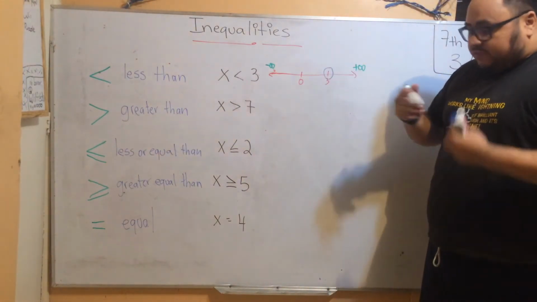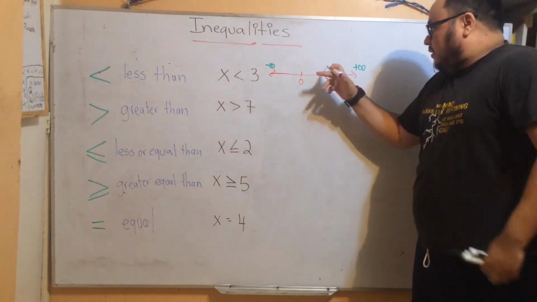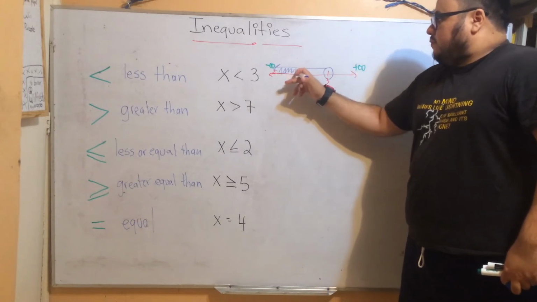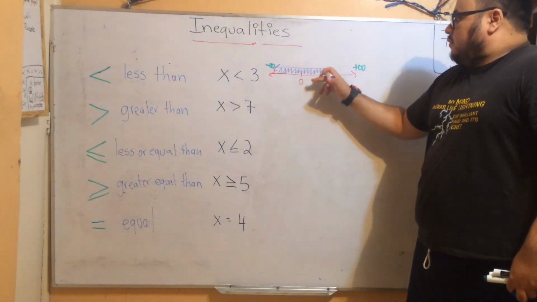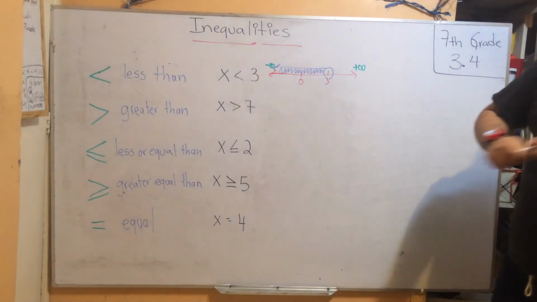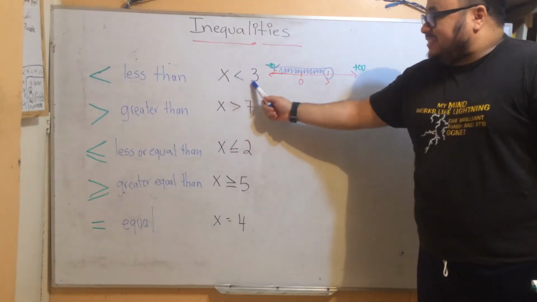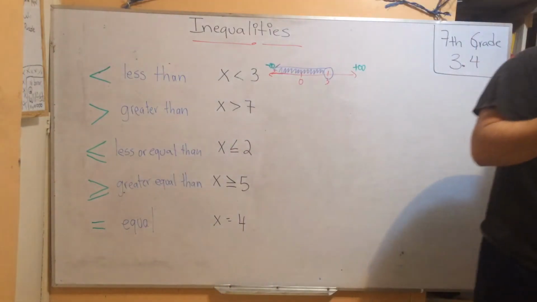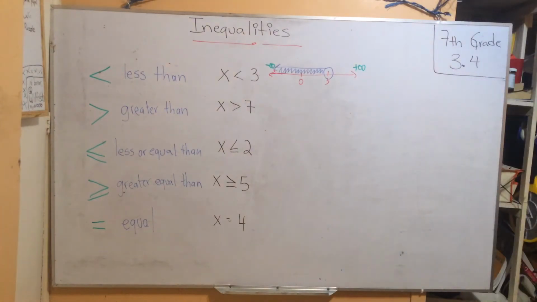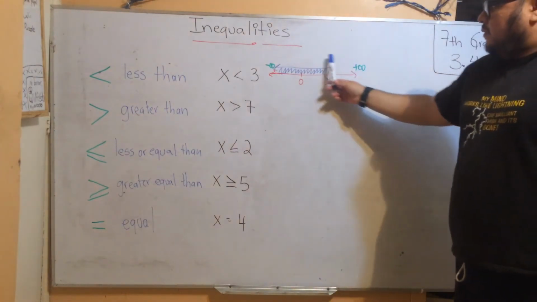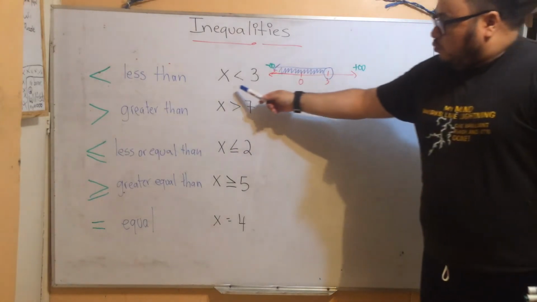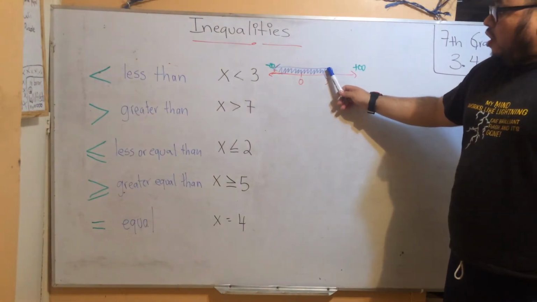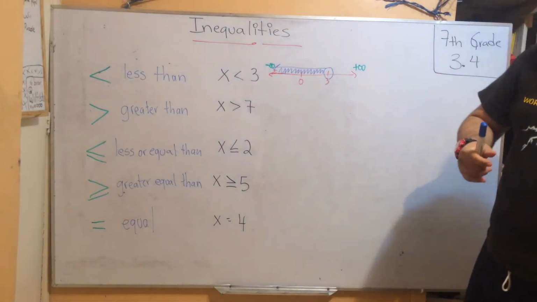So we're looking for the values that are less than 3. That means that all of these numbers that come to the left of 3 are included, except the number 3, because we're only talking about numbers that are less than 3, and 3 is not less than 3. 3 is equal to 3, so it's a different symbol. So we have this number line, and when we have x less than 3, that means that we are looking for all of the numbers that are less than 3.